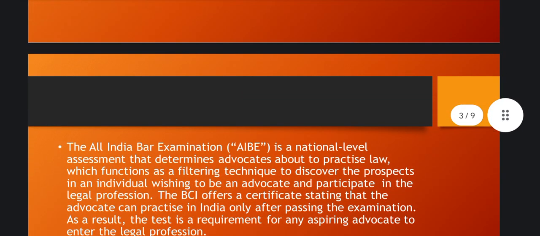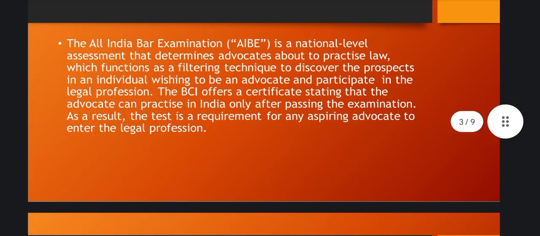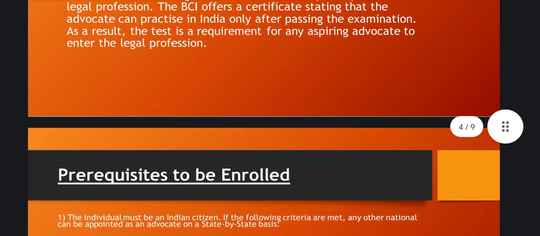So let's now see what is AIBE. The All India Bar Examination, which is known as AIBE, is a national level assessment that determines whether advocates are fit to practice law, and functions as a filtering technique to discover the prospect in an individual wishing to be an advocate and participate in the legal profession. The BCI offers a certificate stating that the advocate can practice in India only after passing the examination. As a result, the test is a requirement for any aspiring advocate to enter the legal profession.